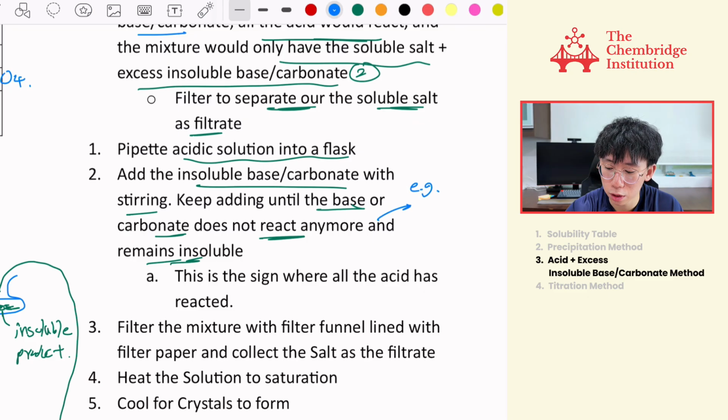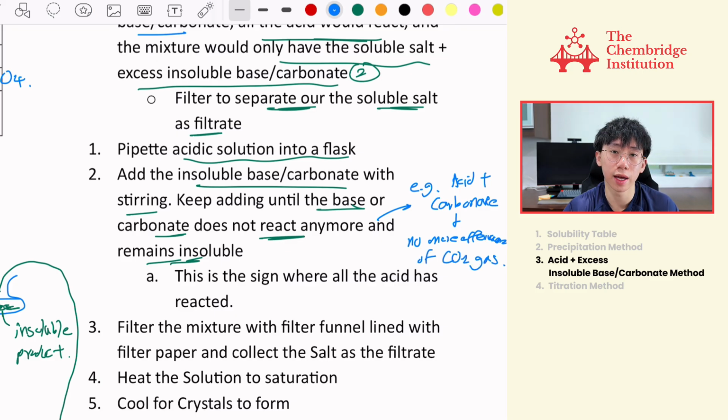For example, for acid plus carbonate reactions, you have no more effervescence of carbon dioxide gas. So this is a very telltale indicator as to whether all your acid has reacted away. Another indicator is that your carbonate still remains insoluble. So this is point number 2. Your carbonate remaining insoluble means it's not reacting anymore, and then you will just see all the residue in the solution.